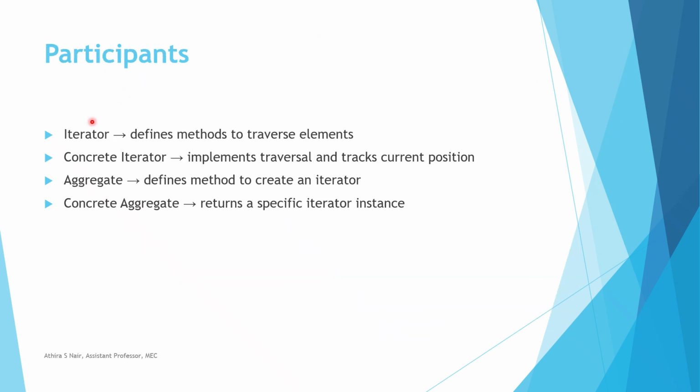So the participants are: iterator defines an interface for accessing and traversing elements. Concrete iterator implements the iterator interface and also keeps track of the current position. Aggregate defines an interface for creating an iterator object, and concrete aggregate implements the iterator creation interface to return an instance of the concrete iterator.